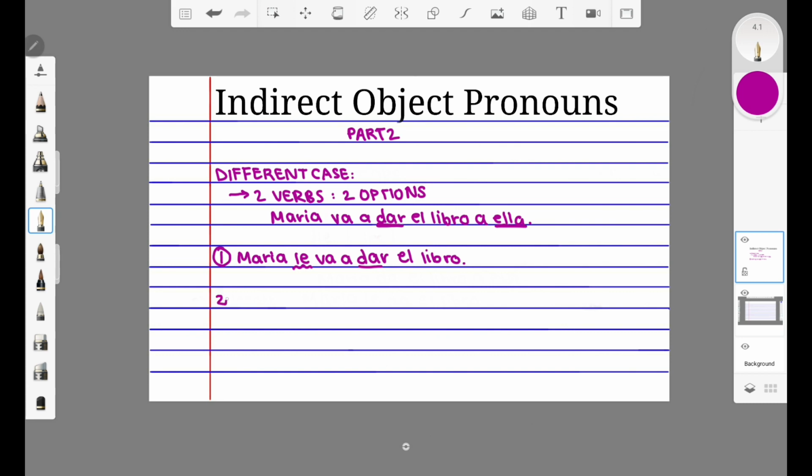But the second option is to attach the indirect object pronoun to the infinitive in the same way that we attach direct object pronouns to the infinitive as an option when there's two verbs. So we're going to leave the first part of the sentence alone. Maria va, still make sure you conjugate the first verb and not the second one. Va a dar, but we're just going to add the infinitive to it. So it becomes one word. Maria va a darle el libro.